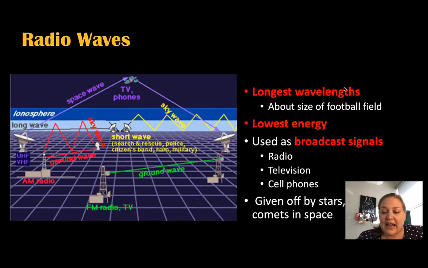So you should have a chart on your notes that you are going to be filling out as we go through some of this information. So radio waves have the longest wavelengths. They're about the size of a football field. So it means that they're very low energy. We often use them as broadcast signals for radio broadcast, television broadcast, and some of the older cell phones also use them. These days we use the next level up for cell phones, which is microwave. But radio waves are also given off by stars, galaxies, and comets in space.